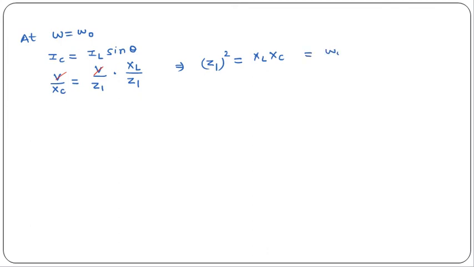X_L we can write as omega naught into L, and X_C as 1 by omega naught into C. Omega naught gets cancelled out, so we get Z1 as square root of L by C. This is Z1, that is the impedance of the first branch, the RL branch.